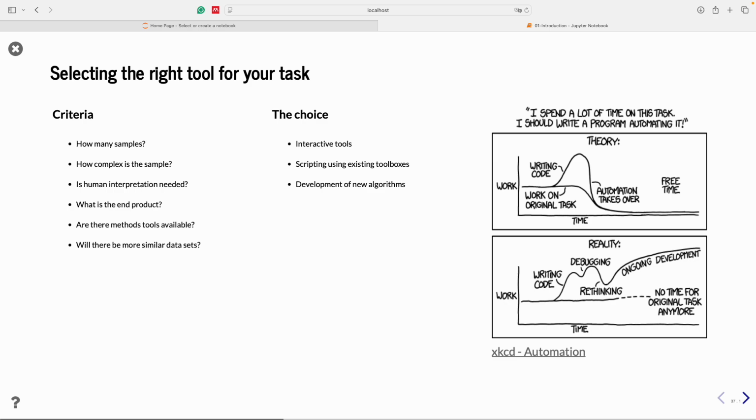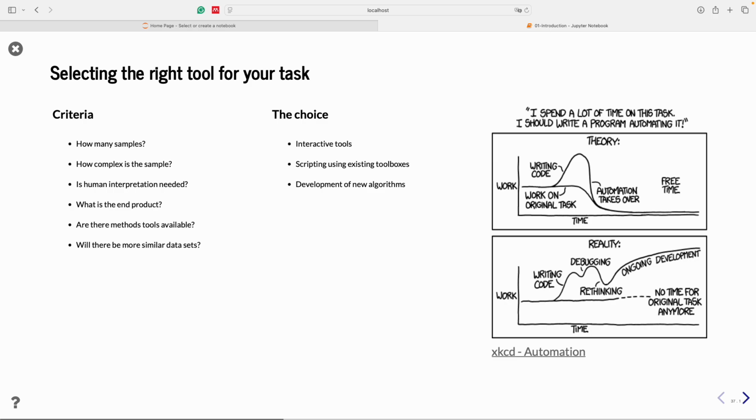So you need to select the right tools to do your analysis tasks, and you have a catalog of criteria. So first of all, how many samples do I have to analyze? How complex is a sample? And is human interaction or interpretation needed? And in that case, at what point? In some cases, people say it is needed that every selection is done by humans.